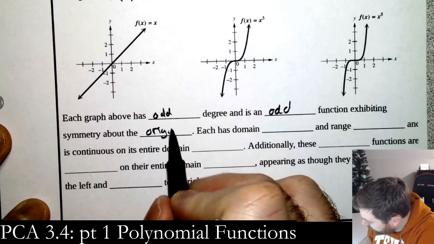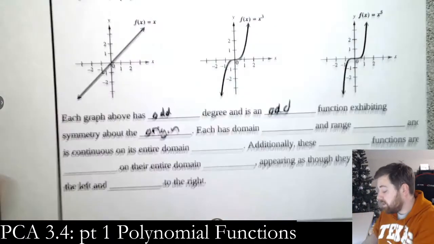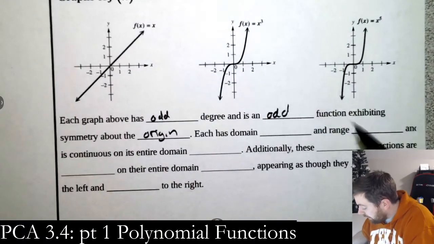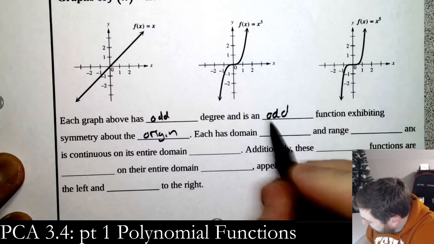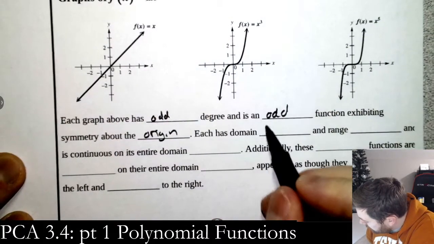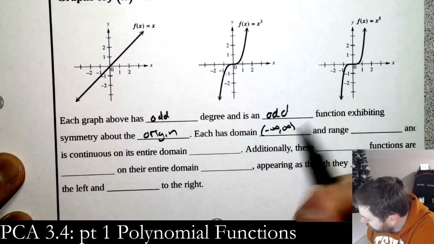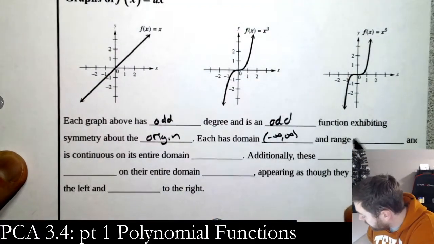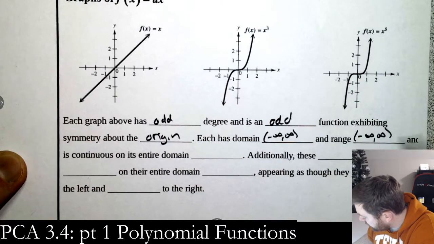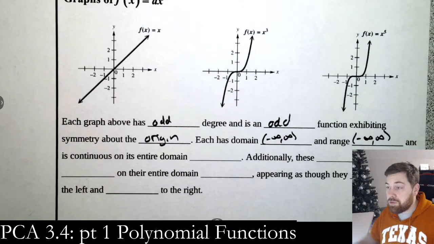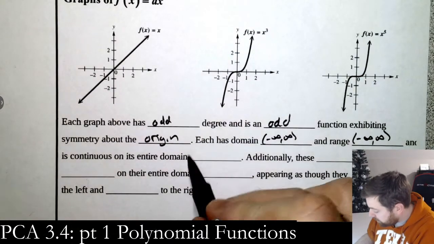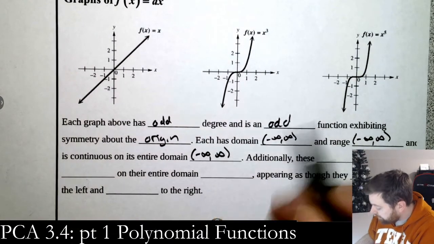That means that if you fold it over the origin along the line y equals x, you would have a symmetric function, right? Each one has domain. So think about it. Domain, it would be negative infinity to infinity. So all reals, and same with the range. Okay, all the y values would fit there. So negative infinity up to infinity. And they're continuous, right? I can draw this whole picture without picking my pencil up on the entire domain, which again was negative infinity up to infinity.